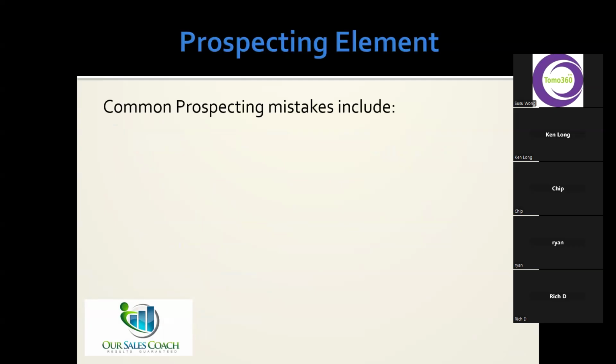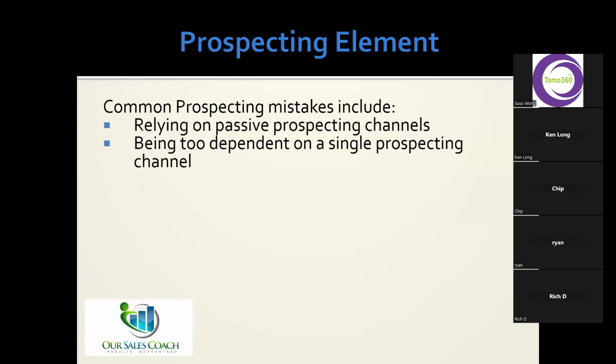So, common prospecting mistakes: relying just on passive. Okay, marketing's good, but it really needs to support your prospecting. Passive activities can be great, advertising, for example, social media posting, but the mistake is relying solely on passive. Being too dependent on a single channel, it dries up. You're going to get the roller coaster.